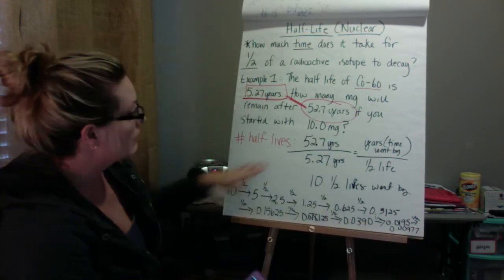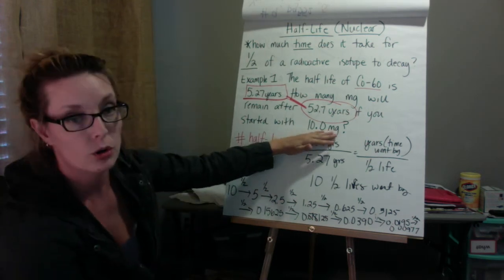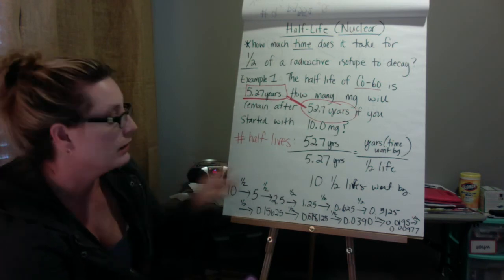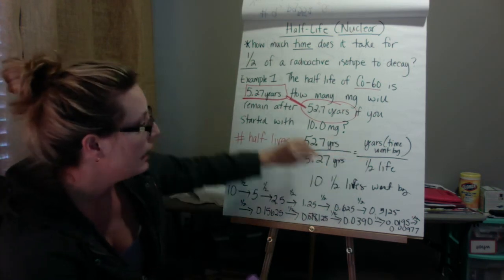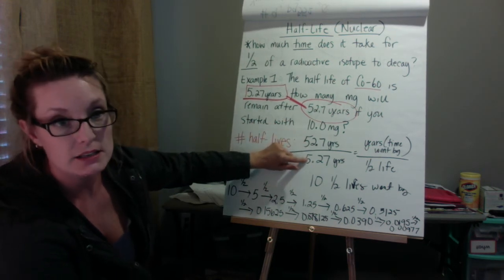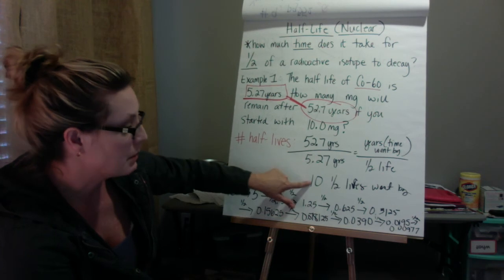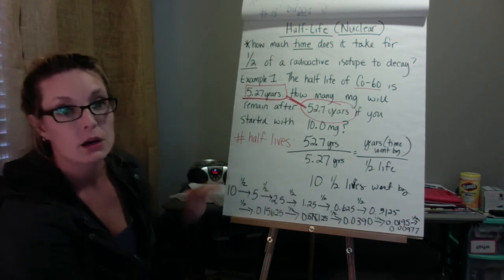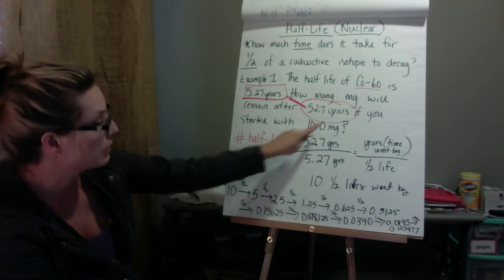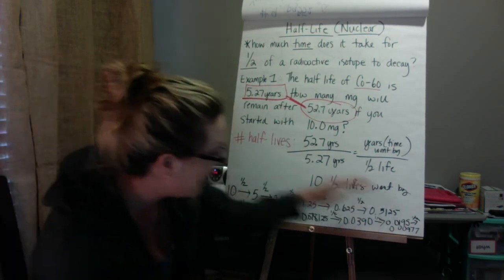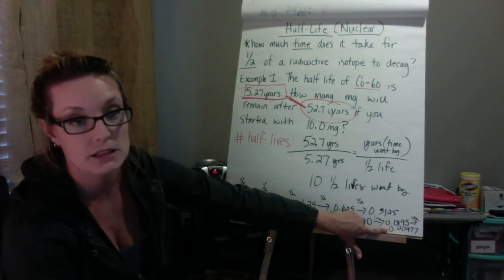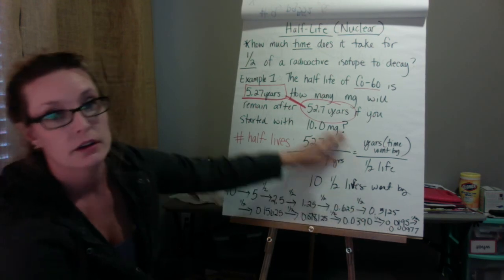So this is what happened. I took my original amount. I was given 10 milligrams of a sample, and I wanted to know after all this time has passed how much of that isotope would be left. Well, I have to calculate how many half-lives went by, and I figured over the span of 52.7 years, every 5 or so years it decays. So I just divided, and I came up with 10. 10 half-lives went by, which is why I took my original sample, 10 milligrams, and decayed it by half 10 times. And this was my final answer. 0.00977 milligrams will be left after this many years.